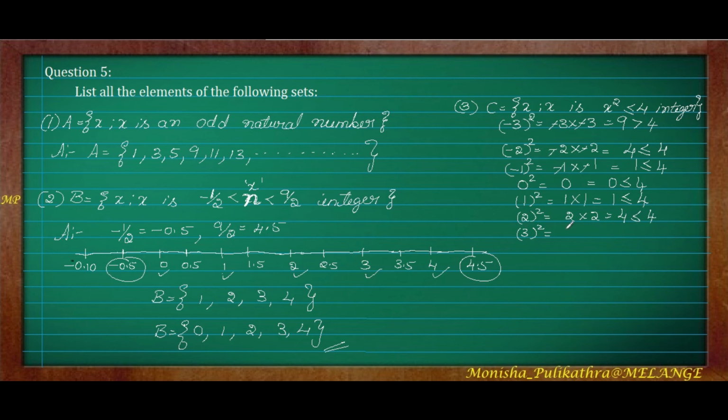3 square is 3 into 3, which is 9, greater than 4. Here they have given that the number should always be less than or equal to 4, so we can't take the 3 term. So what are the elements in set C? They are minus 2, minus 1, 0, 1 and 2. These are the numbers which come under set C, which is less than or equal to 4. I hope you understood this.